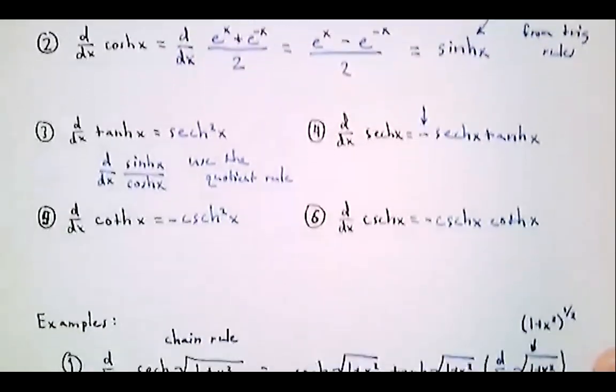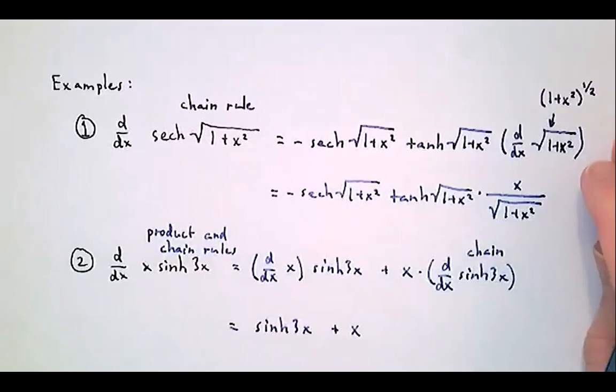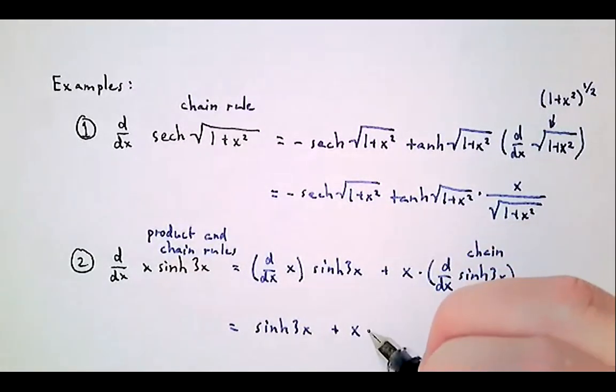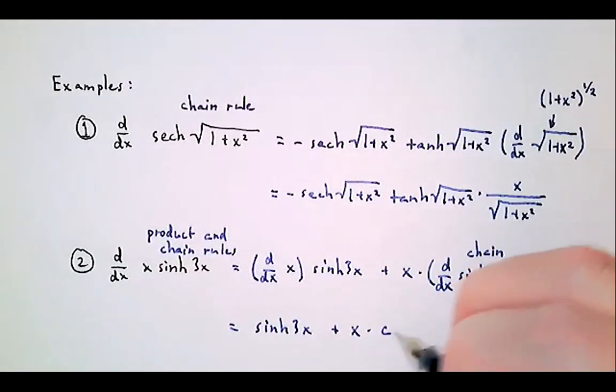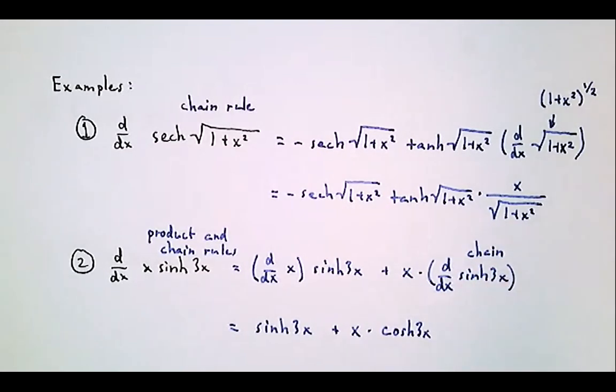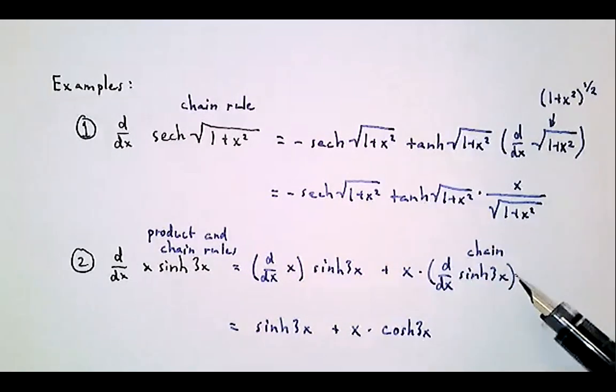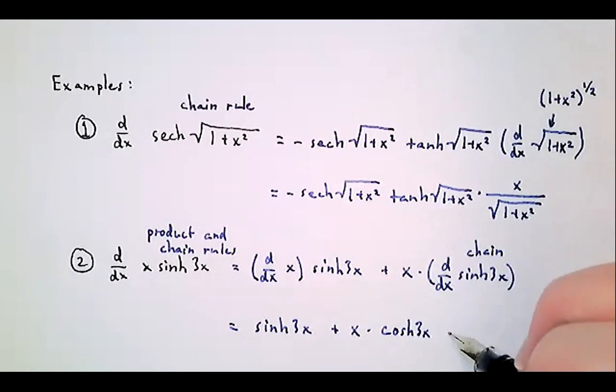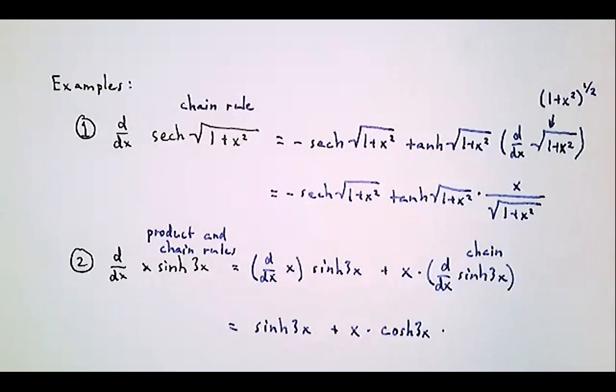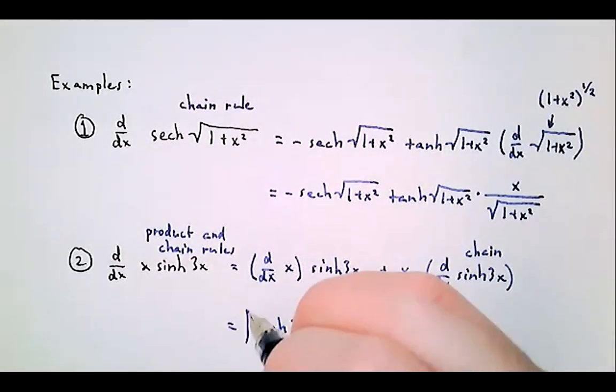So we'll come back down to our example, and we'll write that the outer derivative is cosh, and then we leave the inside alone. What's the inner derivative of 3x? It's 3, right? Okay, and that's it. This is the whole derivative.